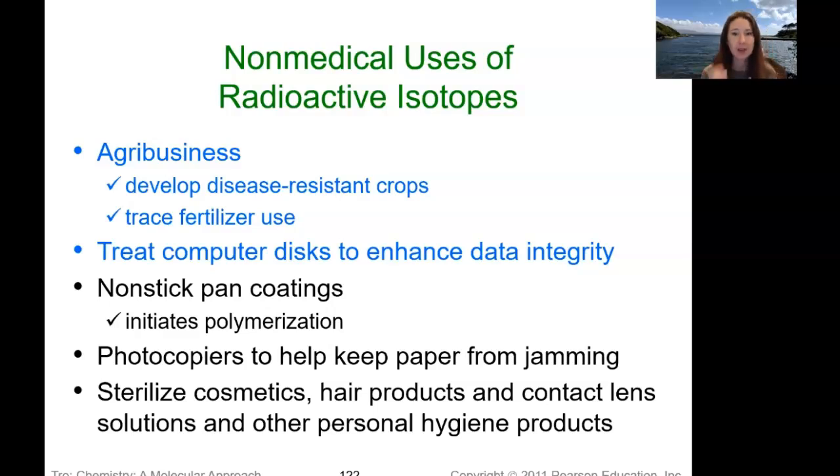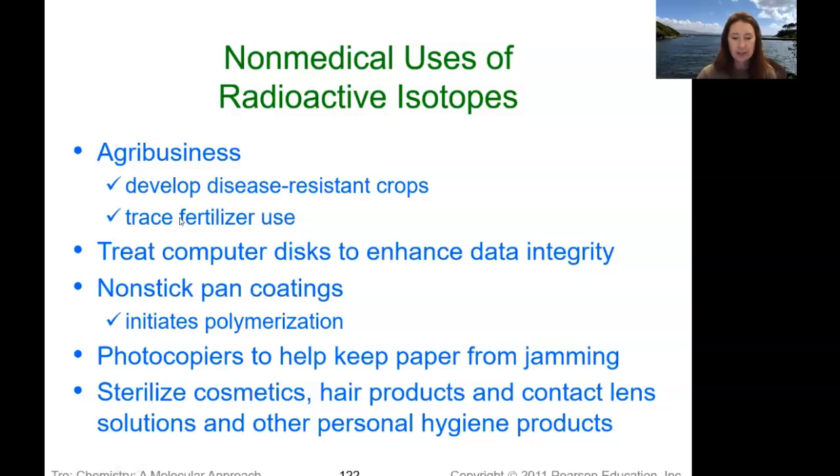Photocopiers. That's right. I don't know if you know this, but on a photocopier, you're not supposed to touch the toner. And they also use it to sterilize things, like I talked about, cosmetics, hair products, other personal hygiene products. And again, they use it for food too. They irradiate food. All different things you can use radioisotopes for.